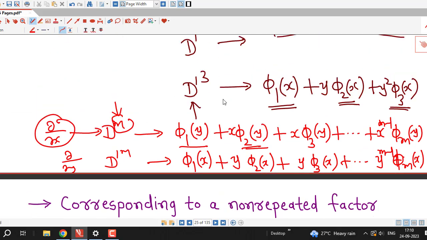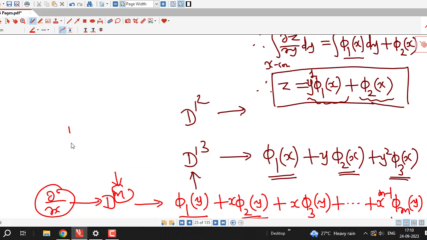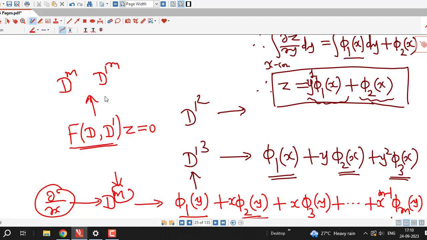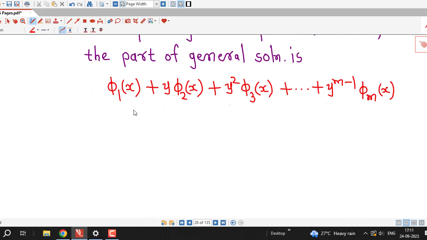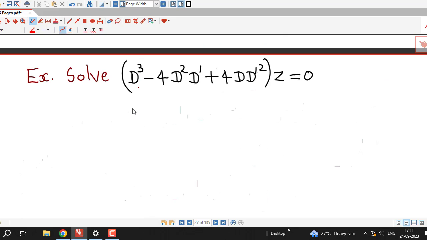So whenever you are writing the general solution corresponding to this type of linear homogeneous partial differential equation with constant coefficients, first observe whether this F(D, D dash) contains any power of D or D dash, and write down the part of general solution corresponding to that power also. So all these things I have written, and I am considering some examples to explain this.